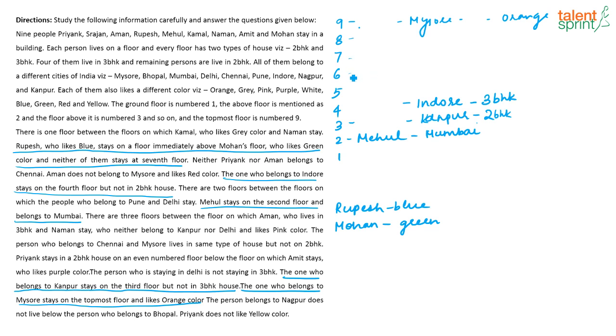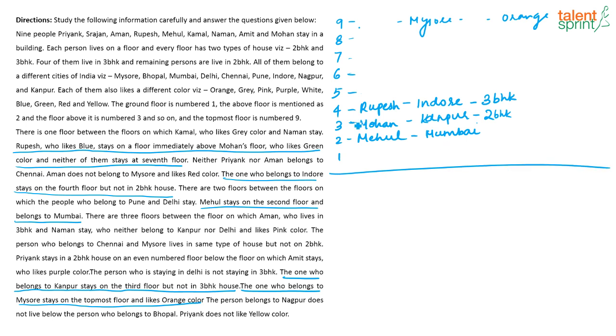Either I can keep Rupesh and Mohan here or here. They have to be adjacent to each other. So one possibility is this is Rupesh and this is Mohan. The other possibility is this is Rupesh and this is Mohan. Those are the only two possibilities I have, so we have to try out these two. This is one possibility where I am placing Rupesh and Mohan here. The other possibility I have to write down here because there is no space otherwise.